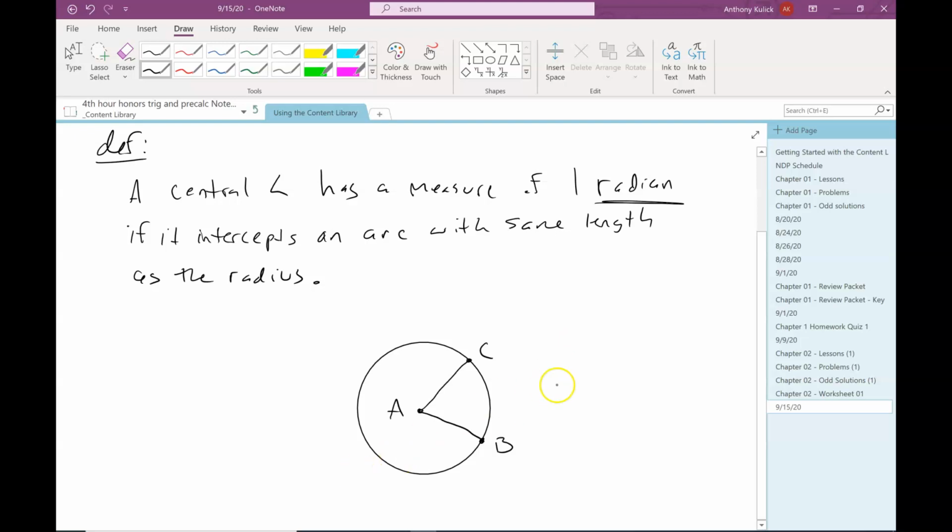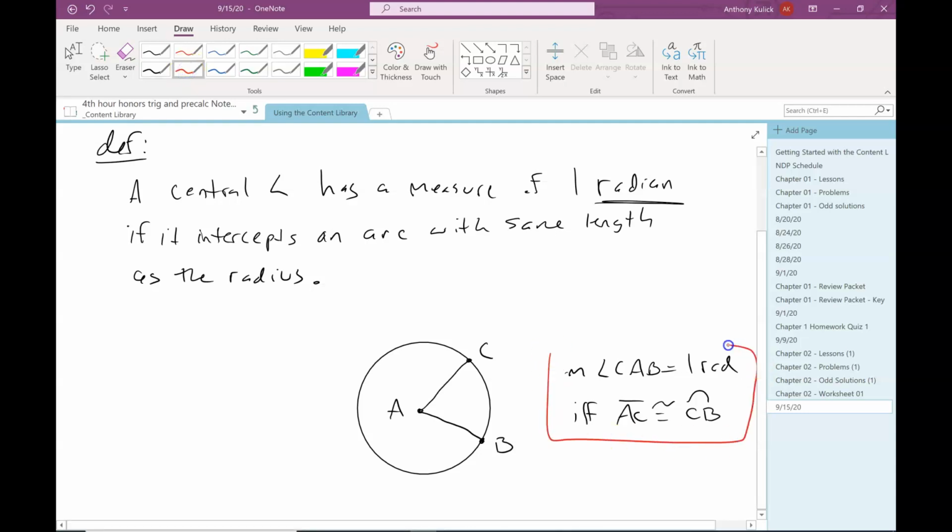So we would say that the measure of angle CAB equals 1 radian if and only if AC is congruent to the arc length CB. So this is equivalent to that statement right there. It's just the symbolic version of it.